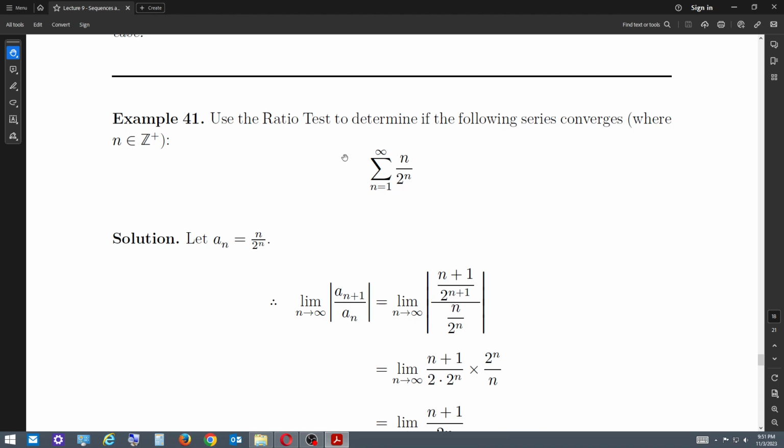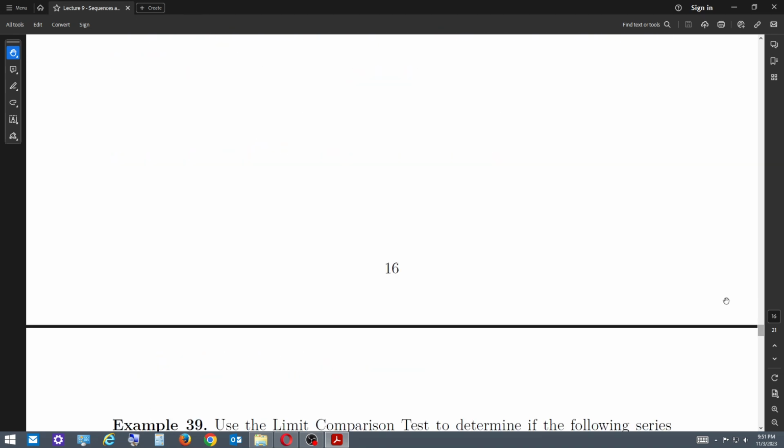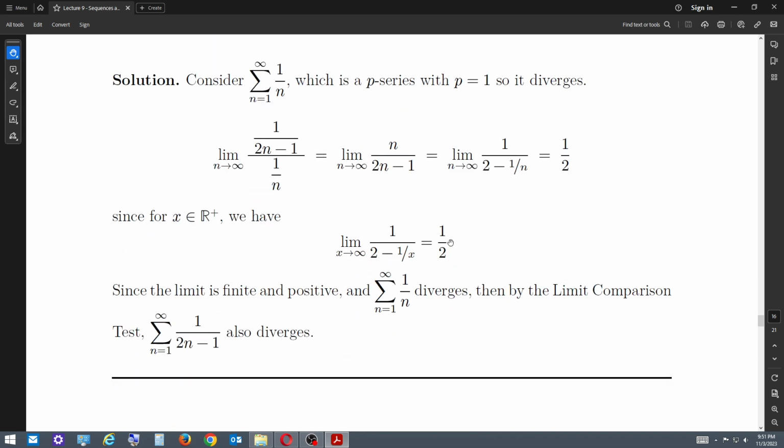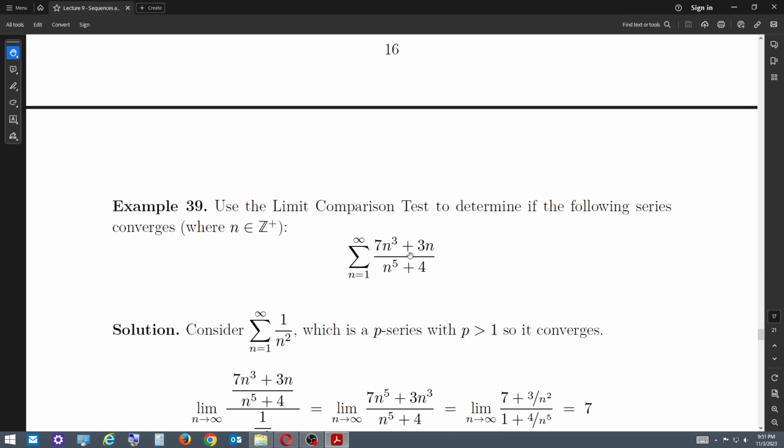Alright, so we have an example here. Use a ratio test to determine if the following series converges. Alright, this is a little different from before. So you'll notice that the ratio test questions tend to be different from the comparison and the limit comparison test questions. Whenever you see a question where an is a ratio of two polynomials in n, something like this, or even something complicated like this, as long as it's a ratio of two polynomials, then either the limit comparison test or the comparison test is what you want to use.